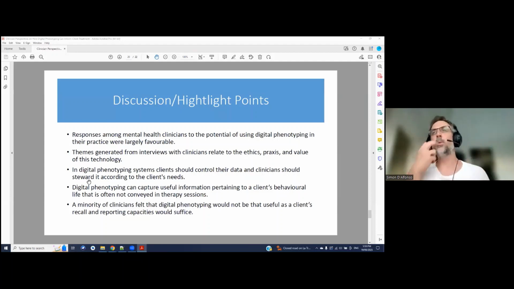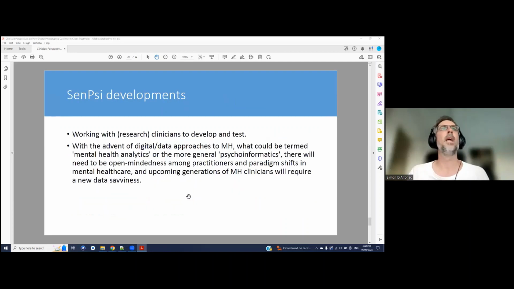So this is the big one for me. Clients, people in general, they lead rich behavioral lives in between their mental health service sessions. So if we can use any of that in a discreet, judicious way to help facilitate and inform mental health practitioners, might be worth trying. And finally, a minority of clinicians felt that digital phenotyping would not be that useful, as a client's recall and reporting capacities would suffice. Fair enough, I kind of pushed back against that in the discussion part of that paper I just sent a link to.